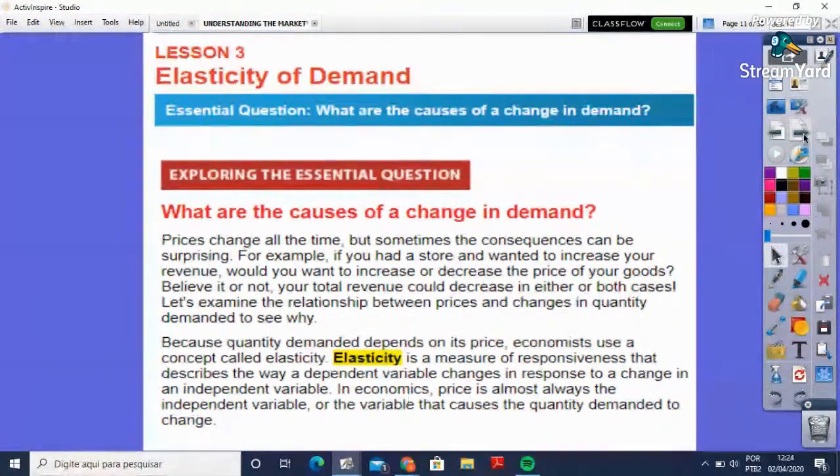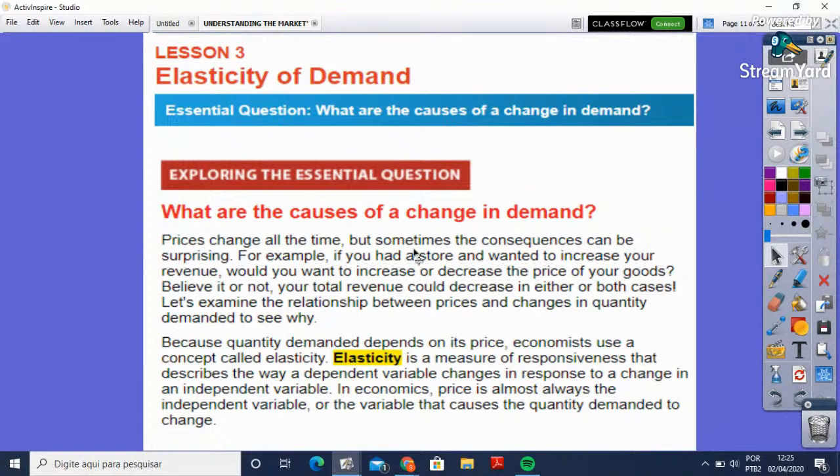Speaking of demand, this is lesson 3 in chapter 4, okay? We have elasticity of demand. When I say the word elasticity, imagine an elastic that you can stretch, okay? And now we know the causes of change in demand. We have many causes other than the price. We have a different taste, we have unemployment, advertising, all of these contribute to change demand, okay?